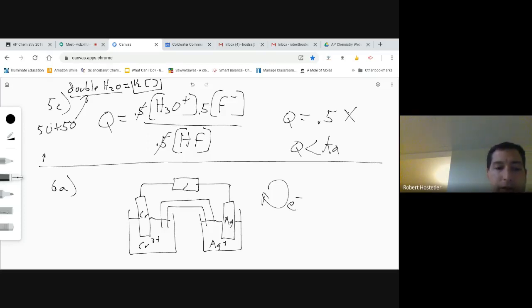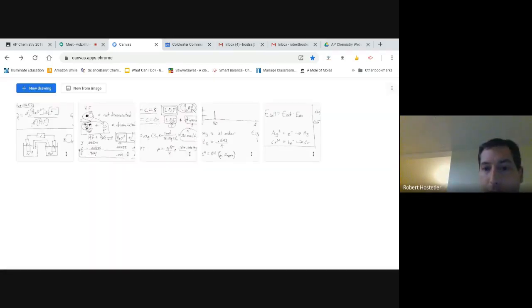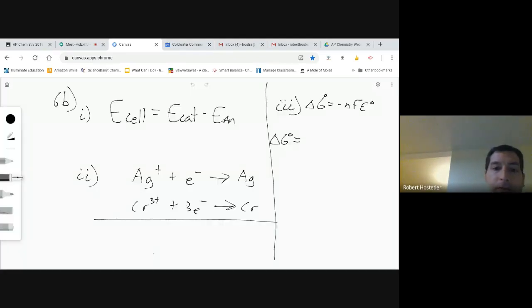In part B, for number 1, they want to know E for the cell. I think I have a picture for that. So remember that E for the cell is E for the cathode minus E for the anode. So we kind of need to know which way this thing's going. Let's see, they tell us that E for the cell is positive 1.54. So we know that it's spontaneous. We know that it generates electricity on its own. They tell us the half reaction for the silver is 0.8.